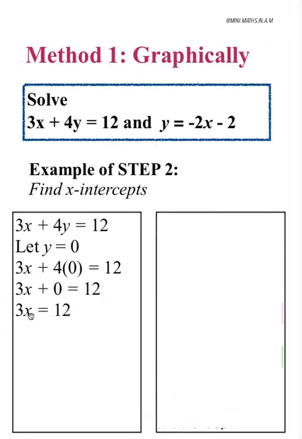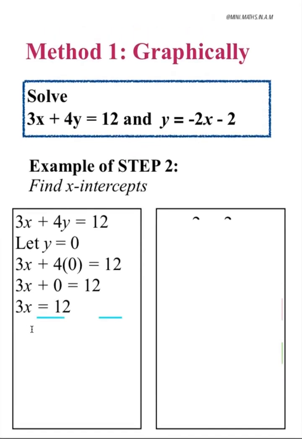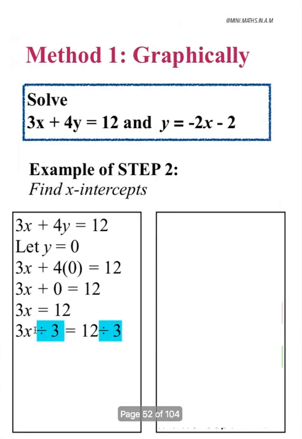We need to get x by itself. 3 is getting in the way of that, and they're being multiplied together. So we do the opposite of multiplying, which is dividing. What we do to one side, we have to do to both. So we go 3x divided by 3 equals 12 divided by 3. Then we tidy it up. So over here, 3x divided by 3, the 3s cancel. So we're left with x. And over here, 12 divided by 3 is 4. So our x-intercept is 4.